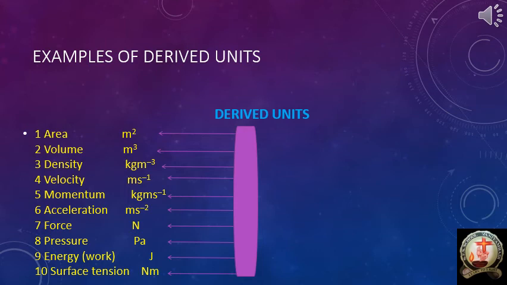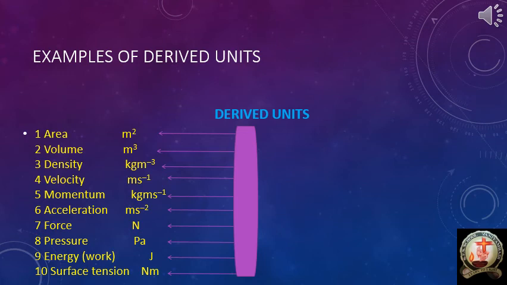Area is a derived physical quantity. Area unit is meter square, m square, and that is the derived unit. Volume is a derived physical quantity; its unit is meter cube. Third one is density, a derived physical quantity; its unit is kg m power minus 3. Next, velocity. Velocity unit is m s power minus 1, that means meter second power minus 1.